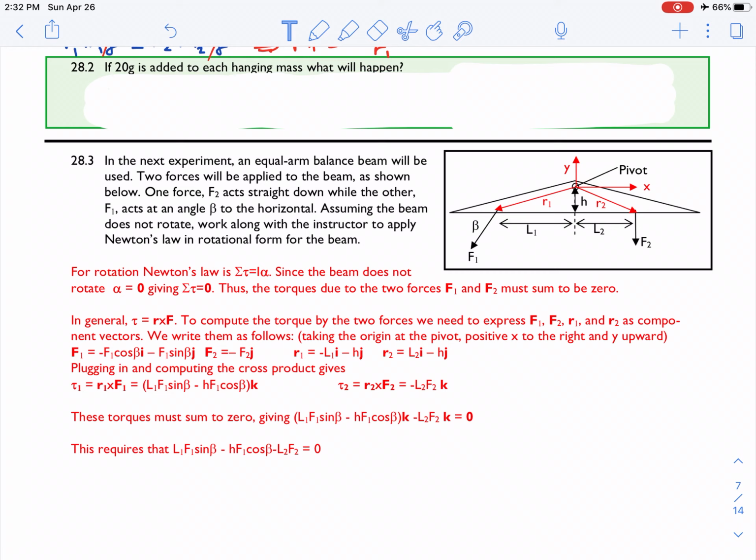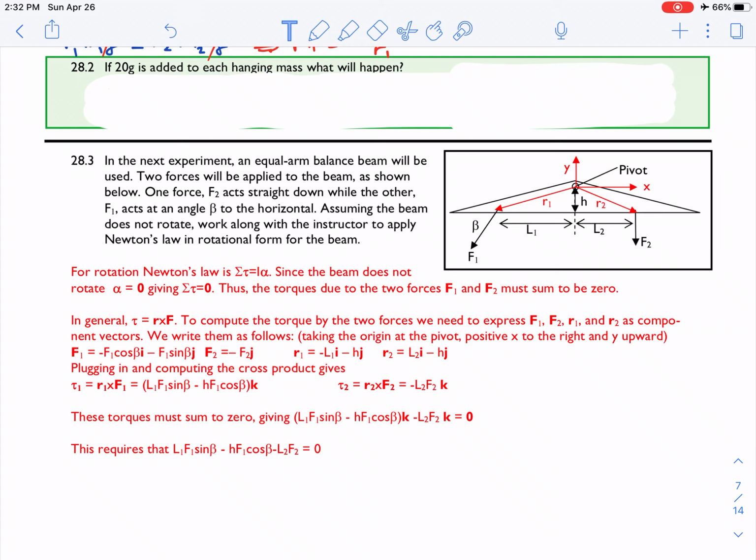One force, F2, acts straight down, while the other, F1, acts at an angle beta to the horizontal. Assuming the beam does not rotate, work along with the instructor to apply Newton's law in rotation form.